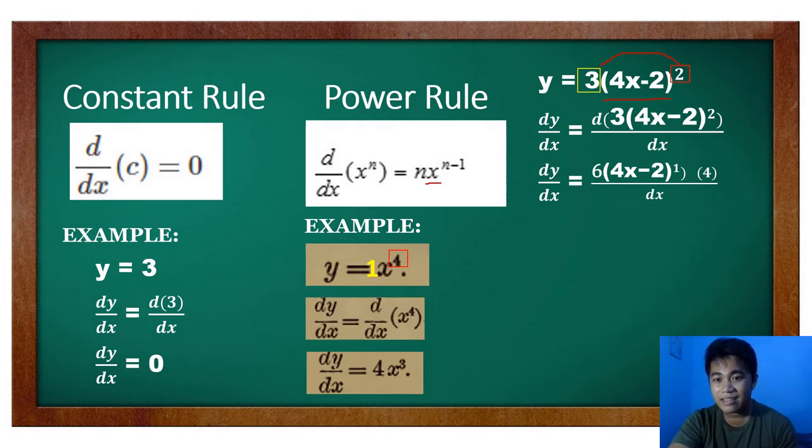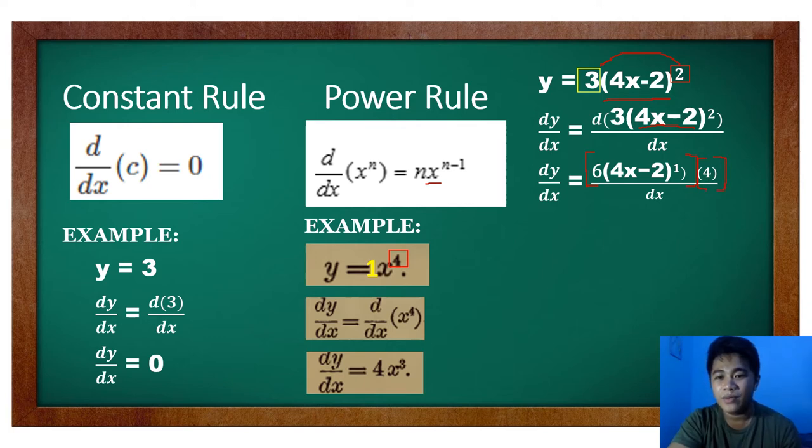And then this value here that we get, we have to multiply it to the differentiation again of the inside of the parentheses. All right. Again, you just have to copy that. You multiply the exponent to the constant of the variable, and then you copy the equation inside the parentheses, and then you try to differentiate the equation inside the parentheses, which is this one, which is 4.